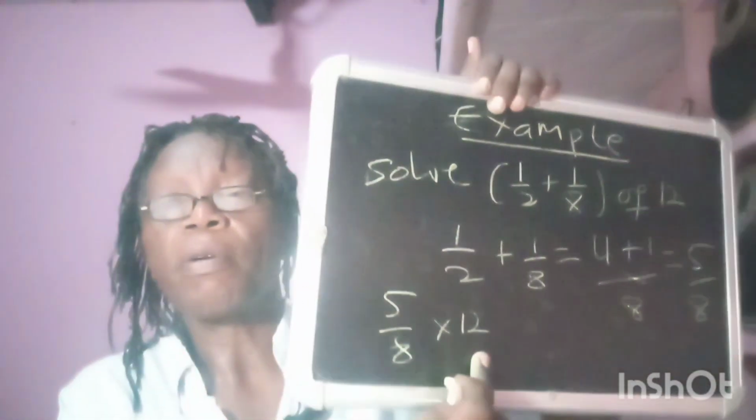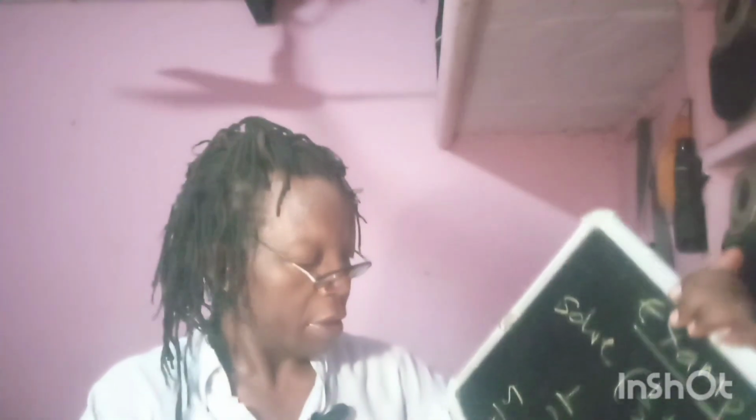Okay. Now, if you are doing this of 12, it means you're going to do 5 over 8 times 12. Times 12, because "of 12" means times 12. Now, this way you can work it any way. Like 2 goes to 6, 4, 3, 2. That's 15 over 2, which is 7.5 as a solution.